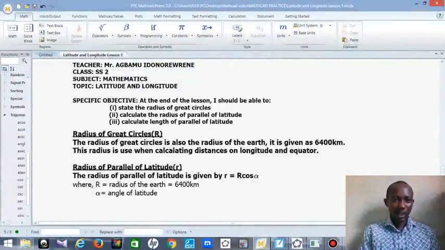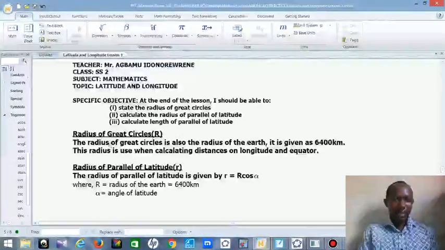But today we are not going to calculate any distance yet. I want us to focus on the radius, just like how we focused on the distance between 2 points in our last class. Okay, let's look at this.